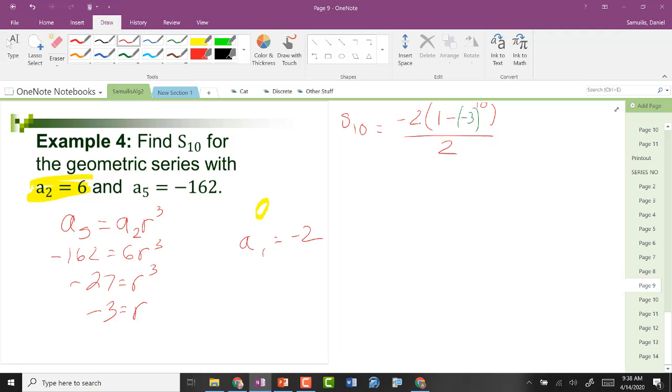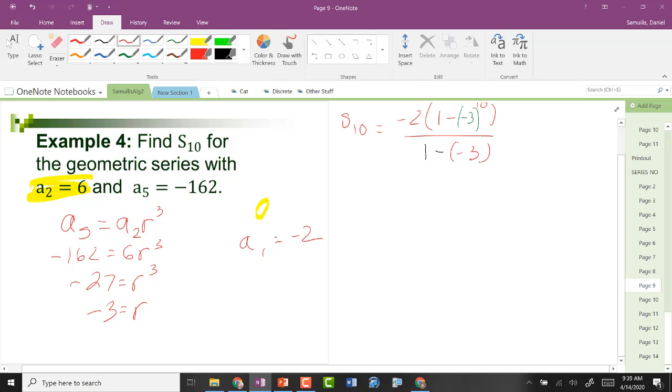Oops, hang on, I made a mistake. I partially did an arithmetic and partially a geometric formula. So this was supposed to be a 1 minus r, where I knew that r was negative 3. So I plug that in, negative 3. Now I'm good to go.